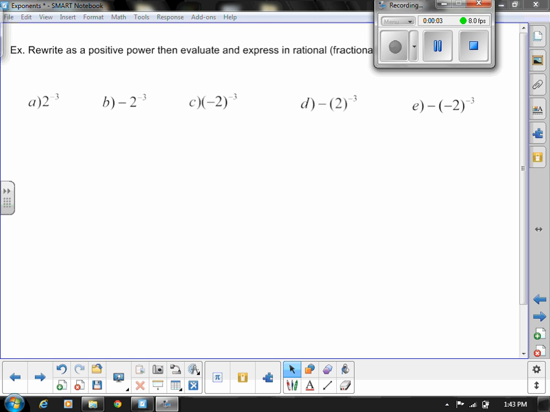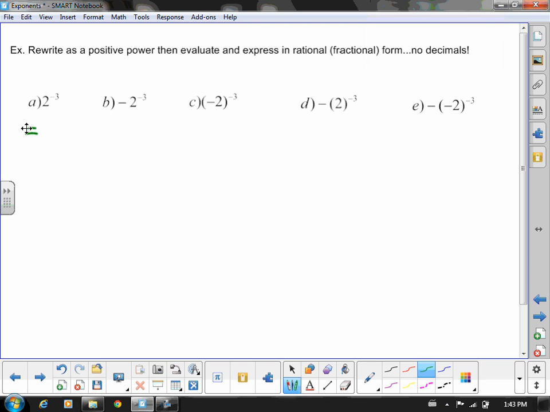All right, so you've already read through the exponent laws that you've learned up until this point. So I thought I'd go through and write a few of the rules down so that they're a little bit easier to see. So right now, here we have 2 to the negative 3. It says rewrite as a positive power, then evaluate and express in a rational form.